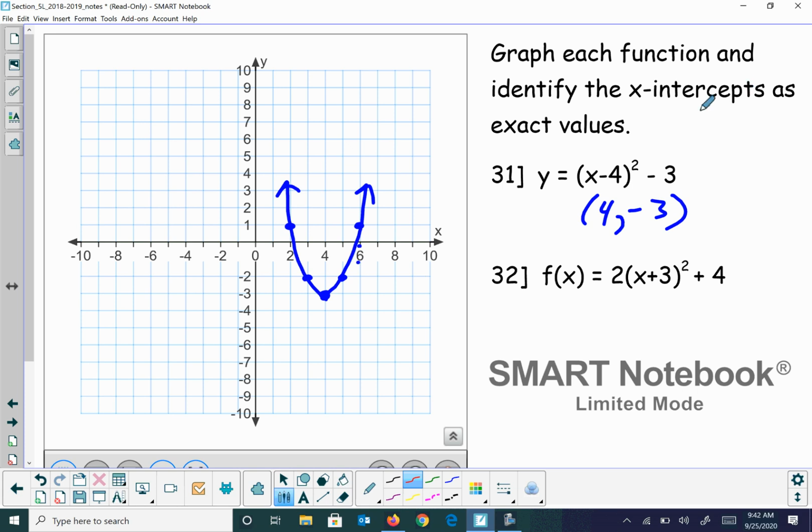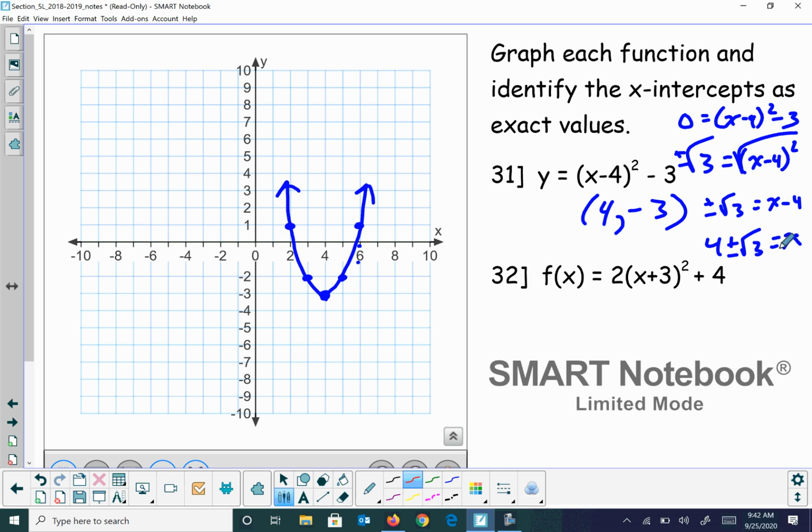Okay, so if we wanted to find the x-intercepts, I'm going to go 0 equals x minus 4, quantity squared, minus 3, add 3 to both sides, take the square root of both sides, don't forget the plus minus. So I'm going to get plus or minus root 3 equals x minus 4. Let's add 4 to both sides. So where it crosses the x-axis is at 4 plus root 3, comma 0, and 4 minus root 3, comma 0. So those are both irrational roots, meaning we don't have an exact decimal value for them.